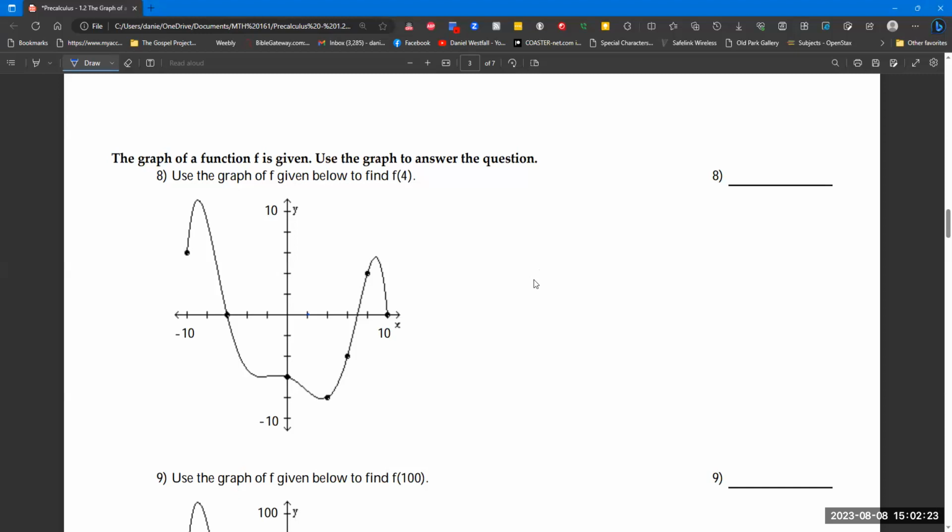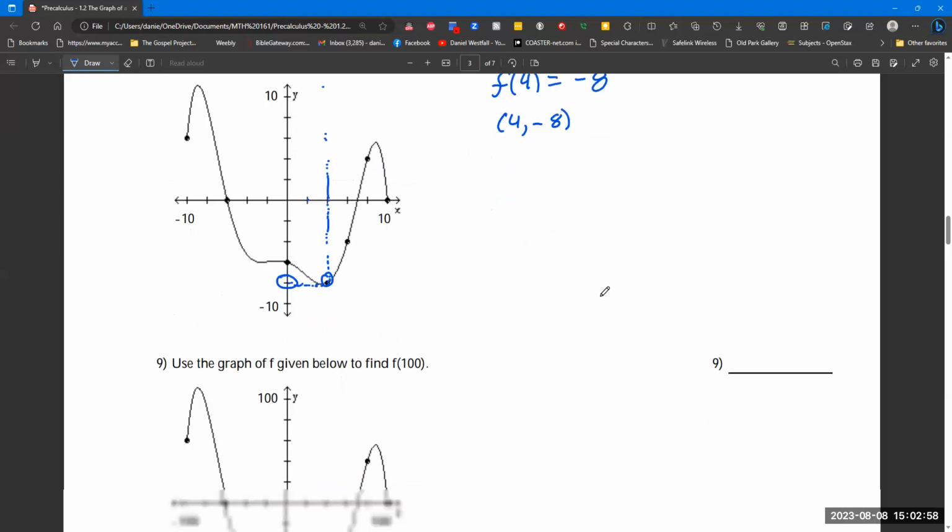So when I want to find f of 4, it's going to be wherever the point is that is lined up with my second tick mark here, this vertical line. It's that point right there. If I follow it over to the y-axis, it's at y equals -8. So f of 4 is equal to -8, and that means that the point (4, -8) is on the graph.